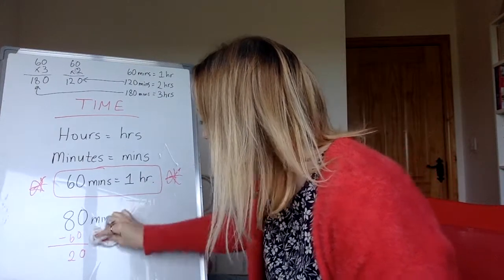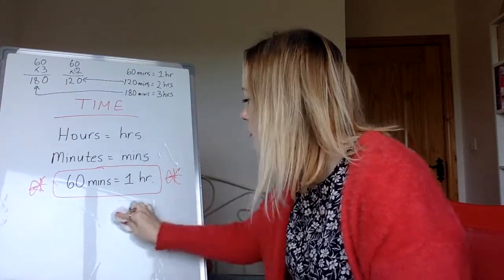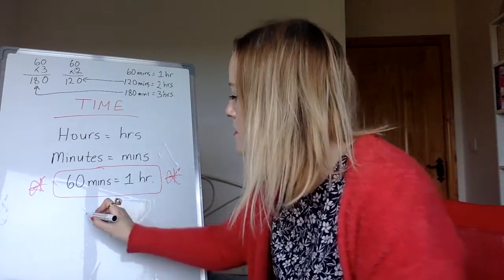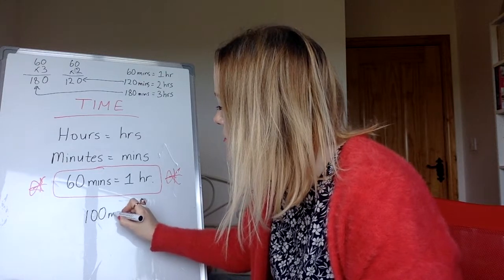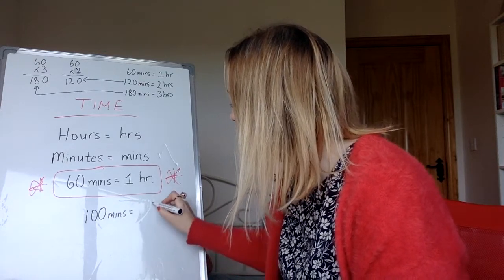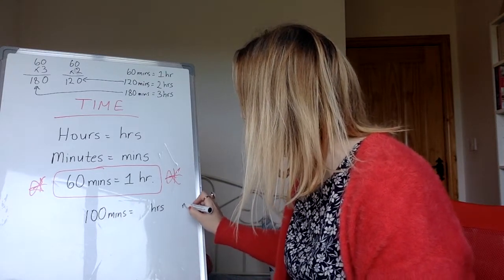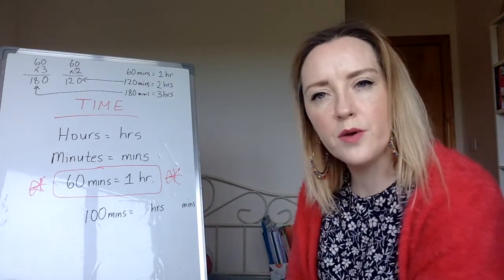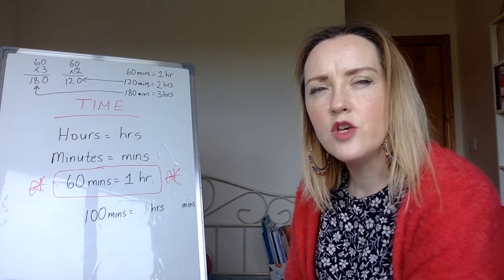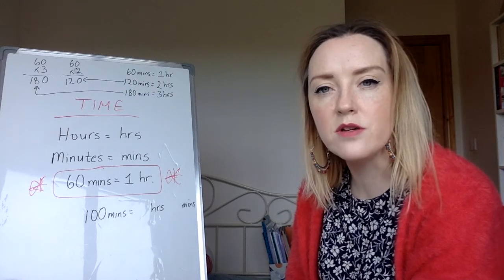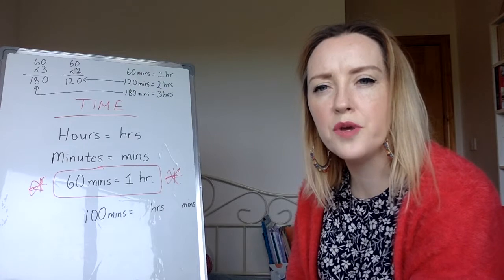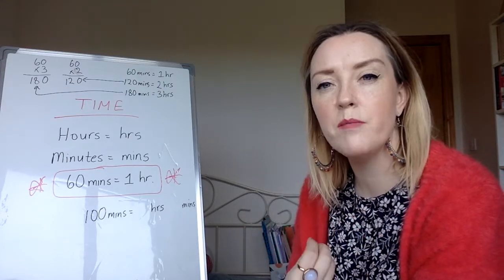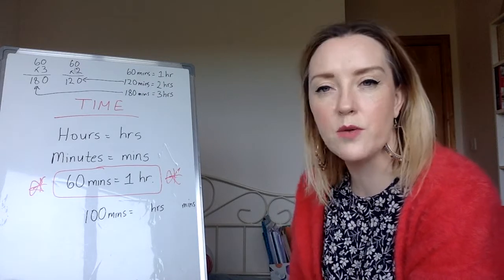So we'll do another one. Okay, it has here 100 minutes. 100 minutes is equal to something hours and something minutes. Now, 100 can be a tricky one because you might see 100 and think, oh, that's 1 hour. 100 would be equal to an hour. It's understandable why you might think that 100 minutes is equal to an hour.